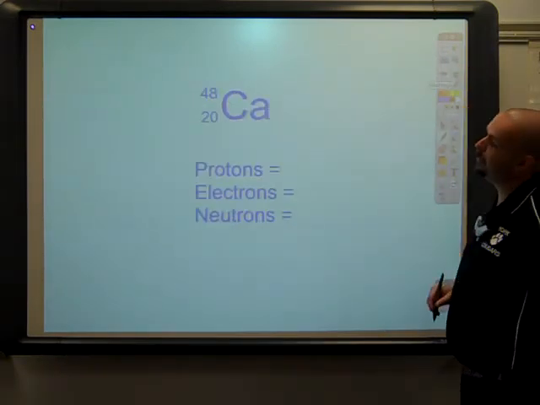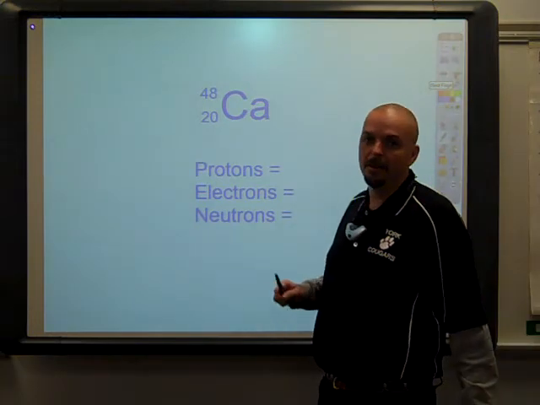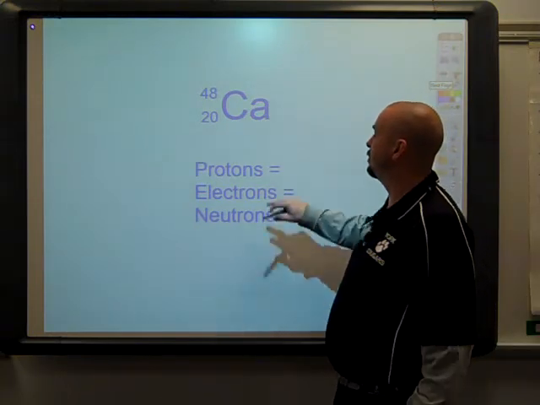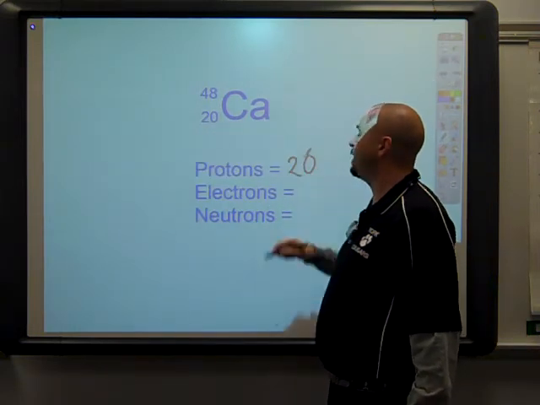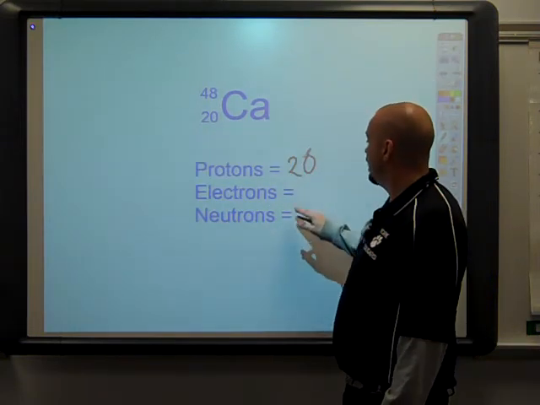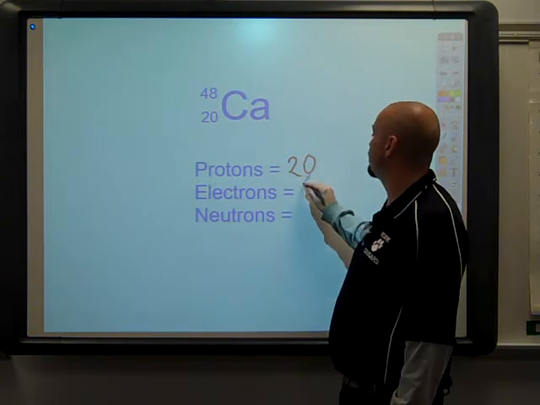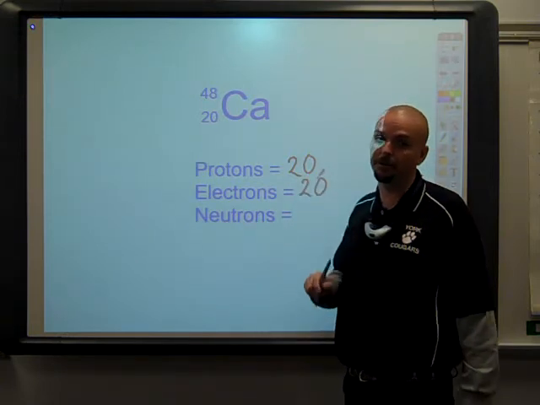I'll do one more example. This is calcium-48. Again, we don't even need the periodic table for this one. Protons are the atomic number. It's the number on the bottom. No need to even look that up. Electrons will still be the same as the number of protons because this is still a neutral atom.